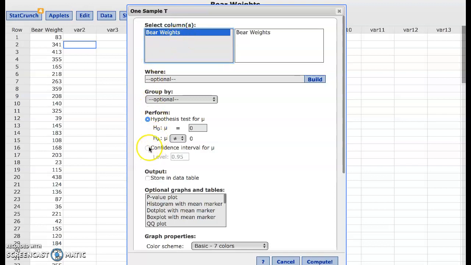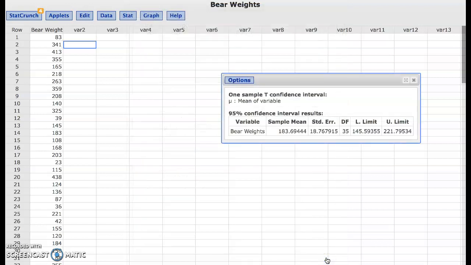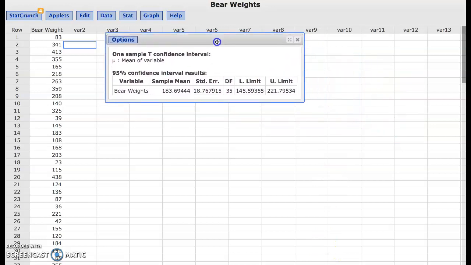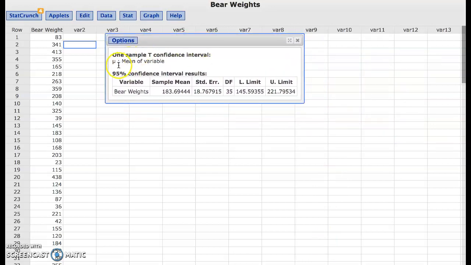And since we're already here, let's figure out the confidence interval as well, which we all know is 95%, which when we convert into a decimal, it'll be 0.95, which StatCrunch already had. We'll hit compute, and this is where we find the answers to our questions. So you'll see here that it is a 95% confidence interval. These are our results for what the interval will look like.